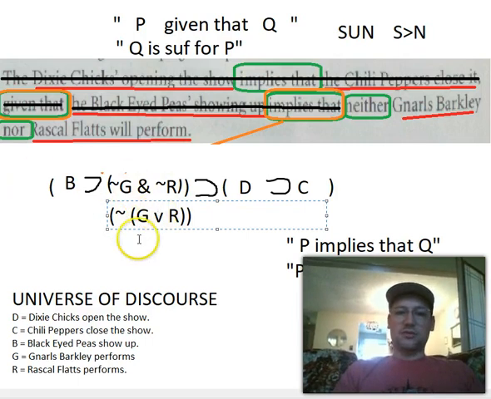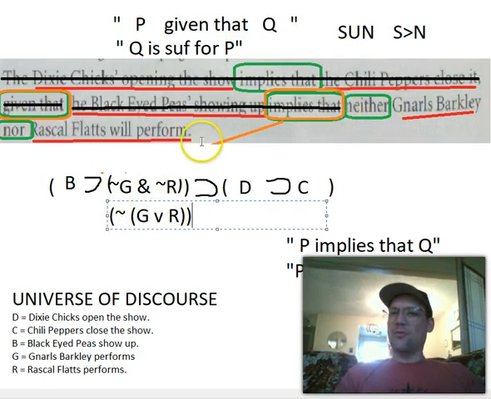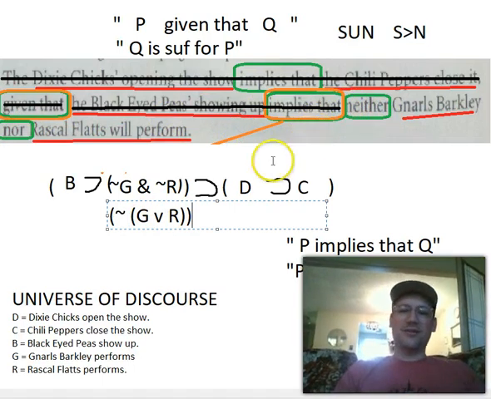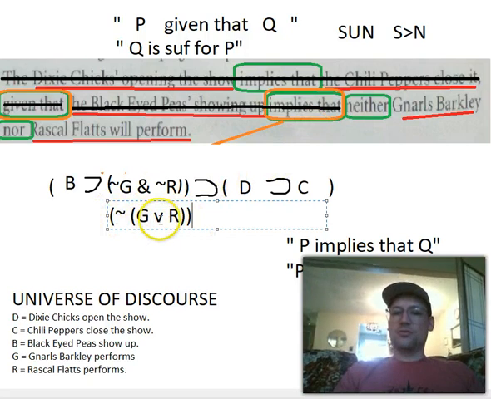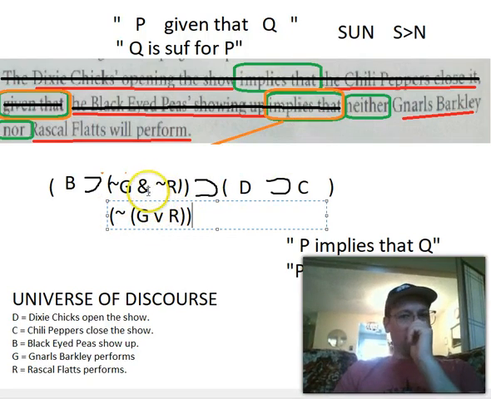This little chunk replaced with this chunk, those mean the same thing. It's not the case that at least one of them. And that's really neither nor. It's like taking the either or pattern and putting a not in front of it. So it's like saying not at least one of them being true, but it really means both of them are false.